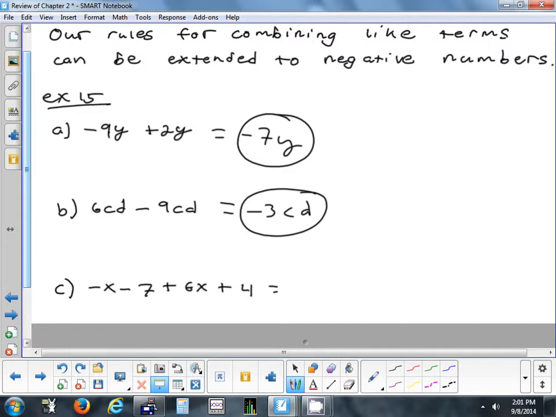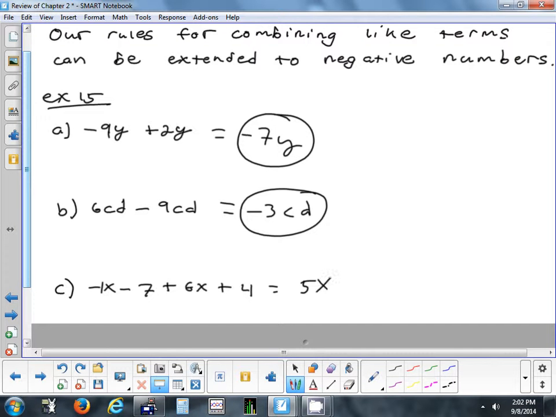Some can, some can't. The x's can be combined. The numbers can be combined. Okay. What's this first term? There's no number in front of the x. But there's always a number that's understood to be there if we don't write it. A 1. In this case, a negative 1. What's negative 1 plus 6? That's like 6 take away 1. 5.